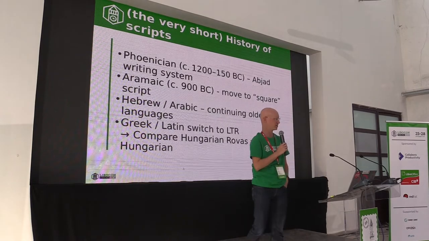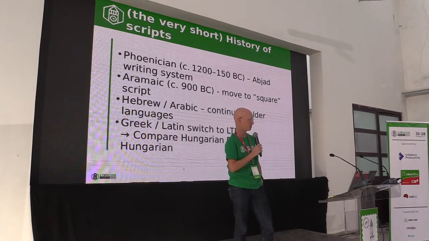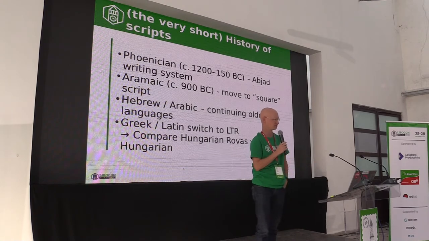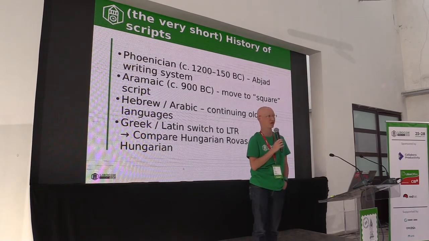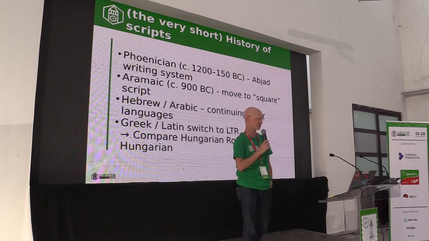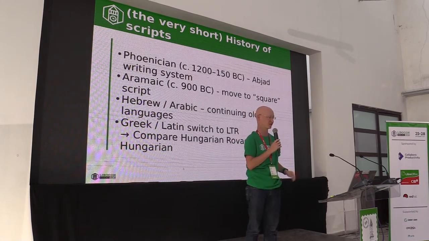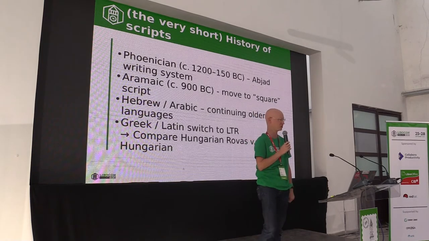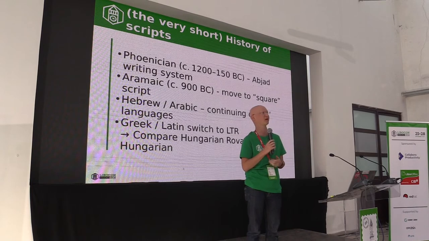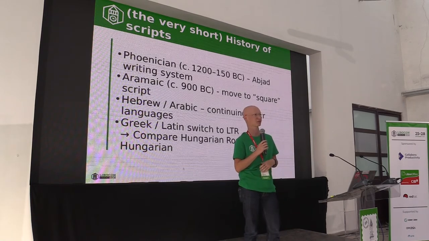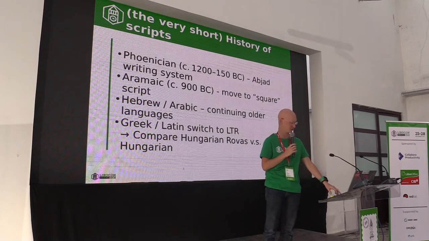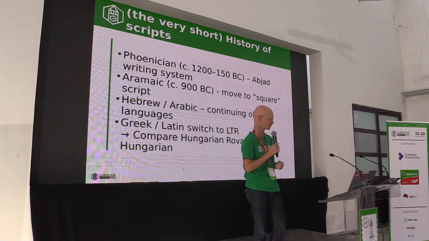Later on in history, we moved to Phoenician, which is something around 1000 BC, and they invented what in English is called the Abjad script. It's actually a translation of the Hebrew term. The idea is that they actually use letters instead of little pictures. That's, for example, the difference between the Egyptian hieroglyphs and modern writing systems.